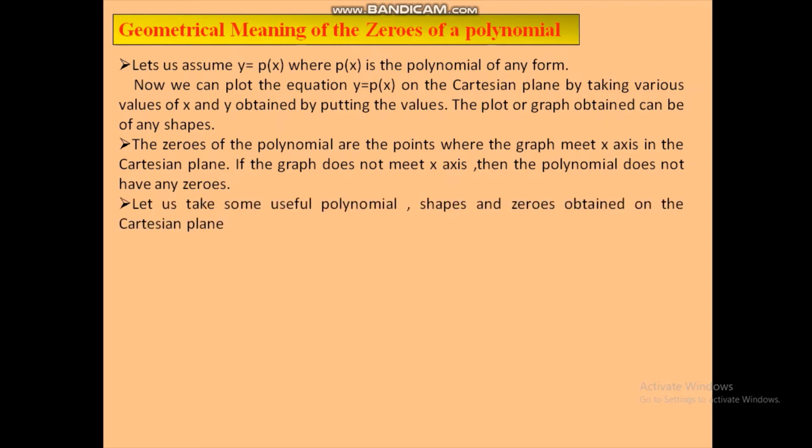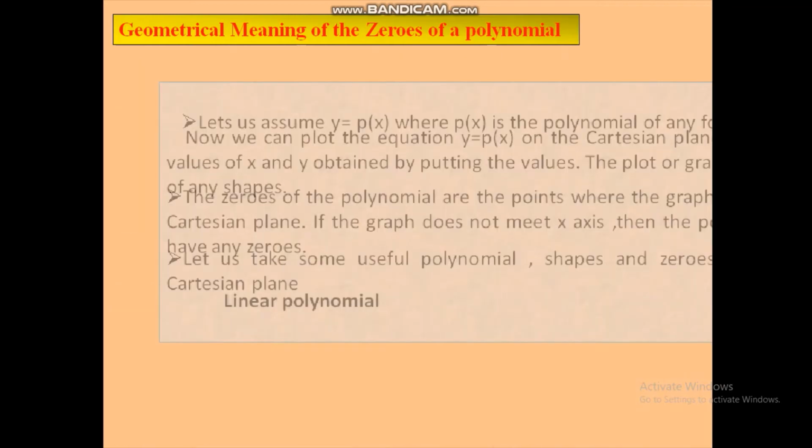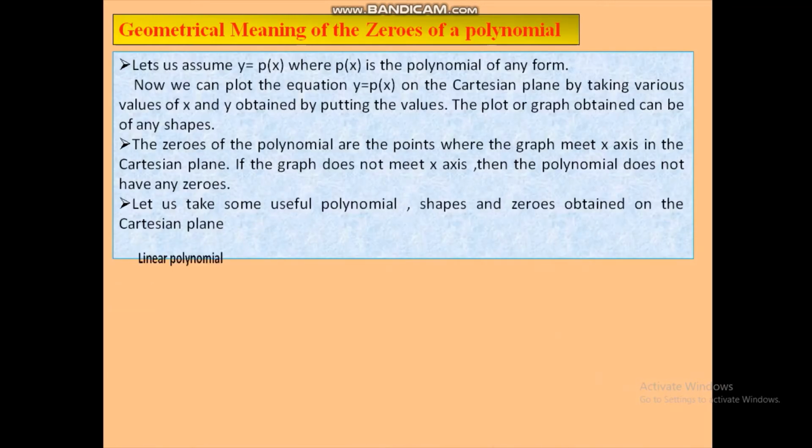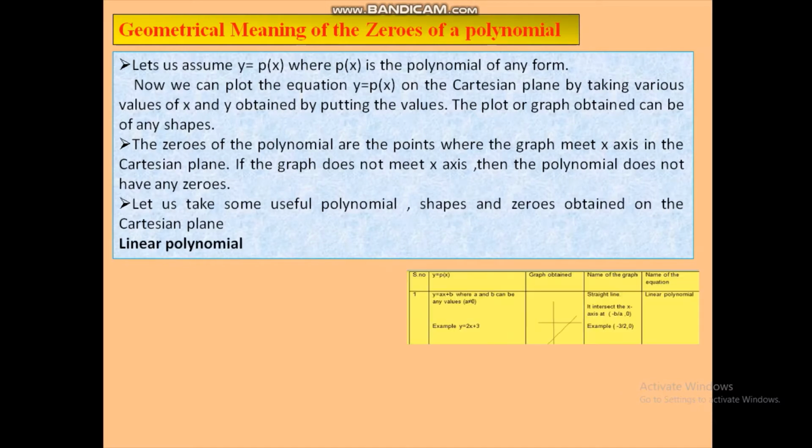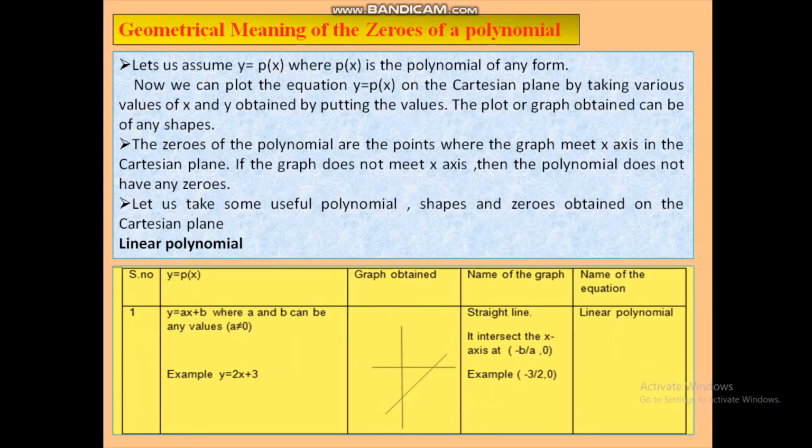Let us take some useful polynomial shapes and the zeros obtained on the Cartesian plane. Here we have some examples for different polynomials, their shapes, graphical representation, and the zeros obtained by them. First we talk about linear polynomial. Here we have the graphical representation of a linear polynomial.